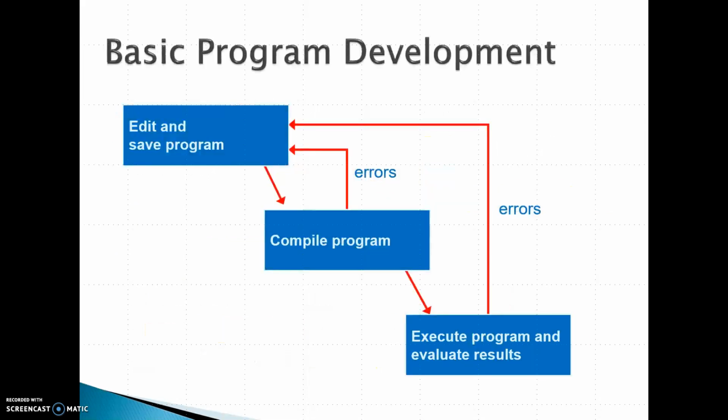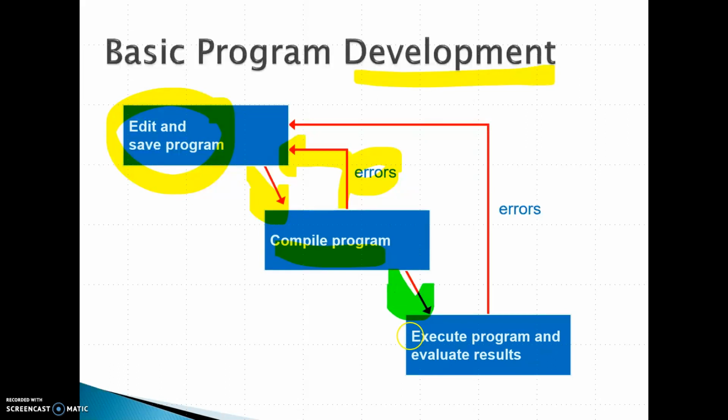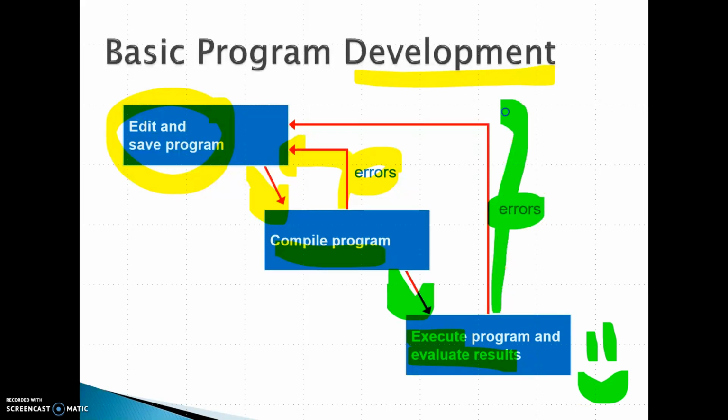Now, when we create a program, the program development cycle is going to go like this. So first we'll edit, we'll save our program, we'll compile it. If we have errors, we have to fix them. Then we recompile, and we keep that process until finally our program compiles. When it compiles, woohoo, we're excited. We go ahead and we run our program and we evaluate the results. Sometimes we get what we want and we're happy. Other times we have errors and we have to fix them and start the process all over again.